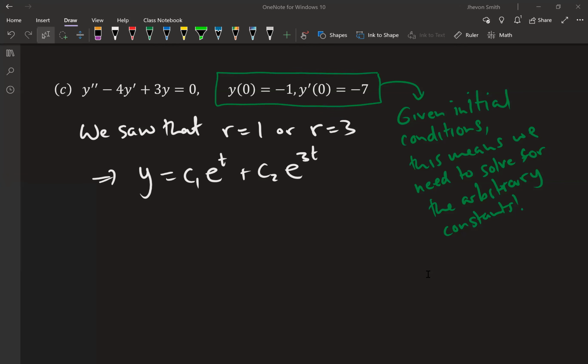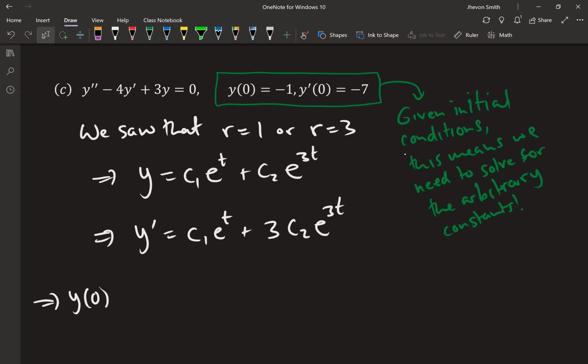So you're going to plug it directly into the first condition. That's fine. You have to derive the solution to plug into the second one, as Roberto says. So with the initial conditions, in order to plug into y prime, I'm going to have to actually find y prime. This is going to be c1 e to the t plus 3 c2 e to the 3t. Then I'm going to plug in the initial conditions. y of 0 equals minus 1 means that if I plug in 0 for t in the y equation, y equals minus 1.